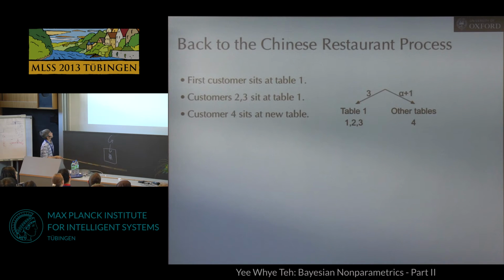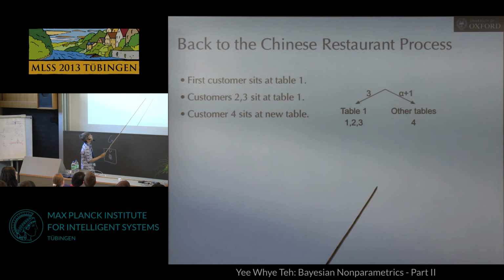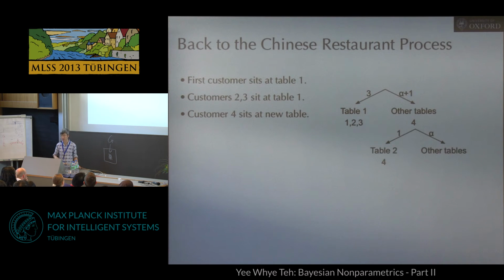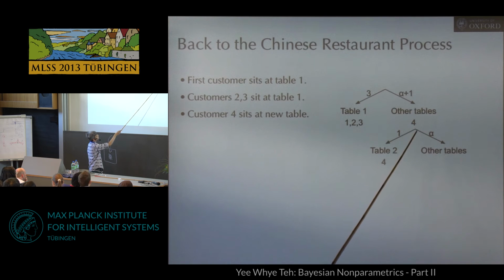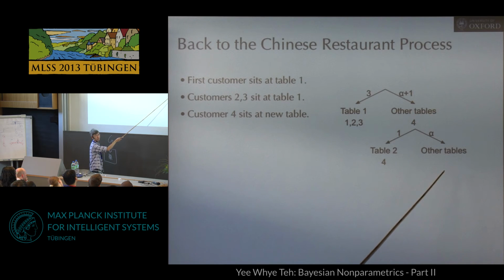Let's say that customers 2 and 3 sit down at table 1, and customer 4 sits at the new table. So customers 1, 2 and 3 come down here, and customer 4 comes down here. When customer 4 sits at the new table, we can say that's table 2. Now we have created a new decision point in which, if we come down this branch of the tree, we could say: is it going to sit at table 2 or maybe yet another new table?